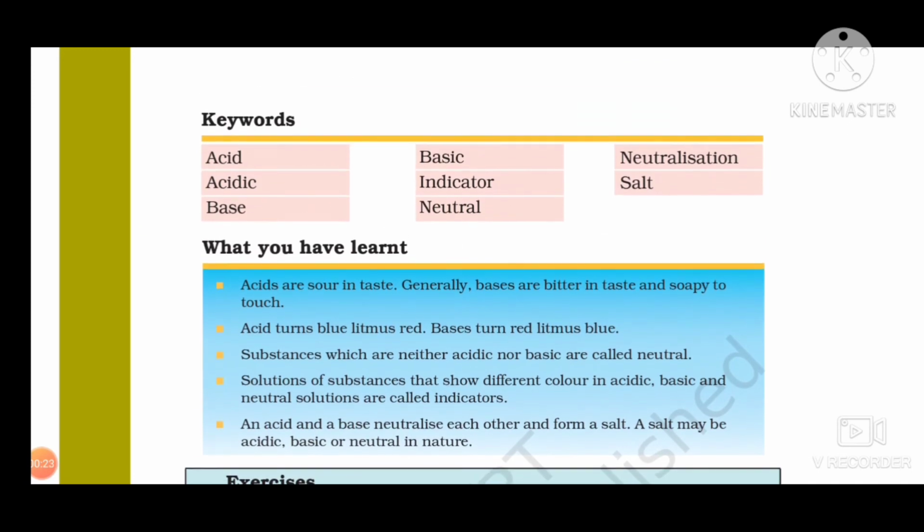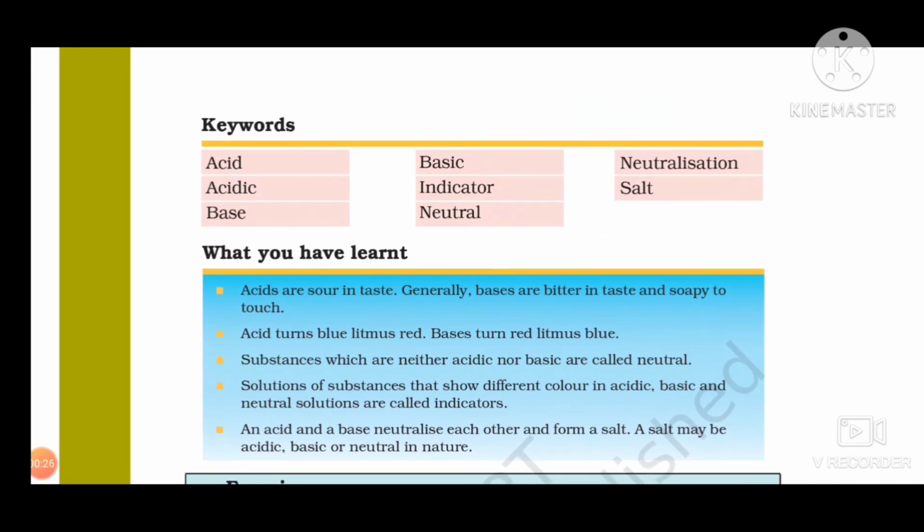So in conclusion, we can say that acids and bases have their own different characters. Acids are sour to taste, whereas bases are bitter in taste and soapy in nature. Acid turns blue litmus to red, whereas bases turn red litmus to blue. Substances which are neither acidic nor basic are called neutral substances. The reaction which brings down the effect of acid or base from a higher level to a normal level is called neutralization. And when the reaction takes place, the substances formed are salt and water. Heat is evolved in this reaction.